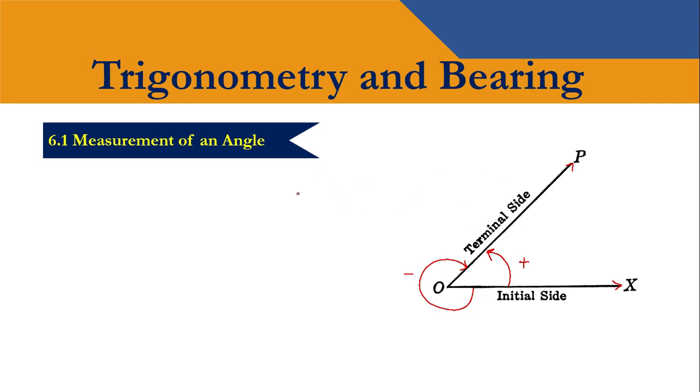Both of these angles are called co-terminal angles. So how to measure an angle in the standard form? In the rectangular coordinate system, the angle is always measured from the positive x-axis towards the terminal side, towards the terminal ray, in the anti-clockwise direction. So that's all about angle measurement.